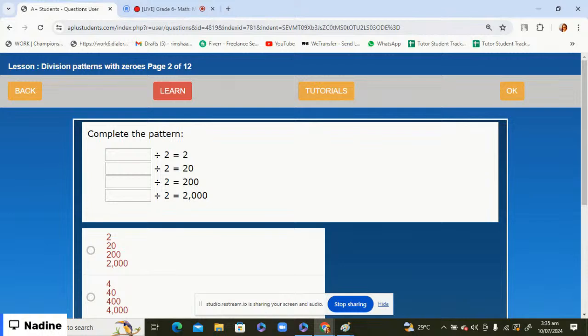So 4 divided by 2 is 2. 40 divided by 2 is 20. 400 divided by 2 is 200. And 4000 divided by 2 is basically 2000. Okay. Because 2 times 2 is 4. It's not 2, because 2 times 2 is 4. When you divide here by 2, then you're getting the wrong answer.